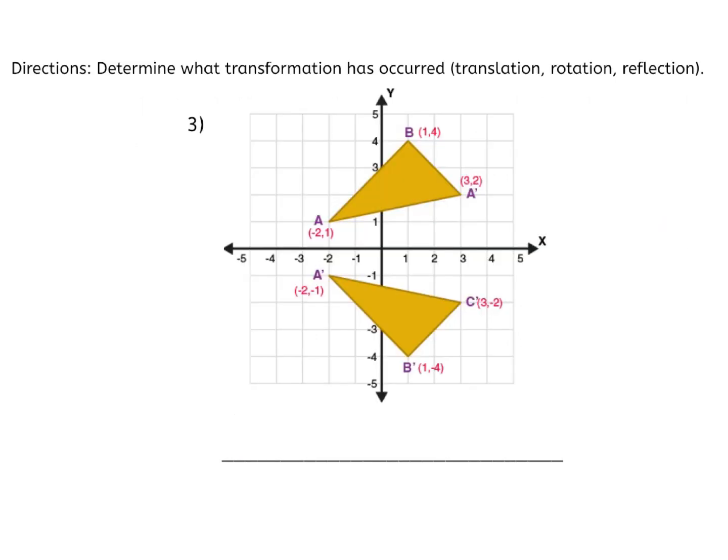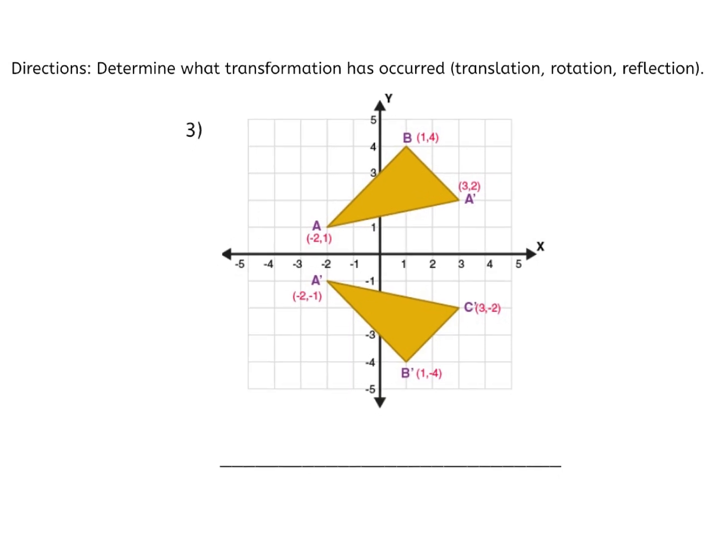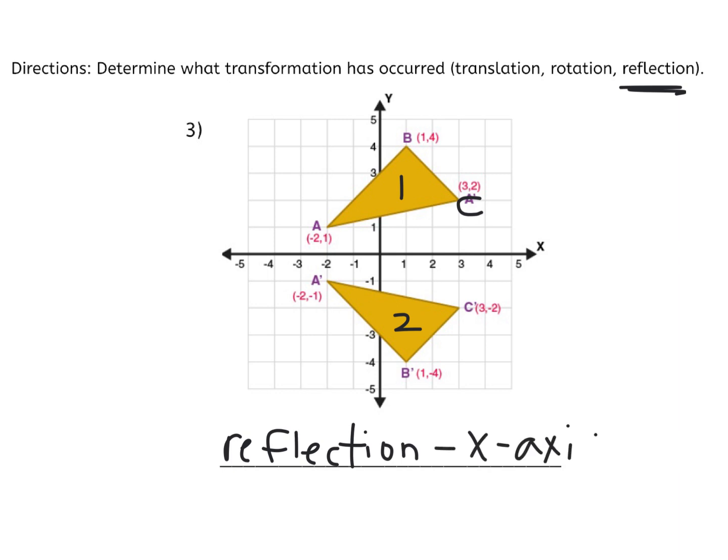Okay, question number 3. Again, focusing on the original. It looks like we might have a little typo right here. I think this is supposed to be the letter C. Okay, so this is the original, and this is the prime. And it looks like it's flipping. So I would call this a reflection. And when it flips, we want to see what it's flipping over. It looks like it's flipping over the x-axis.